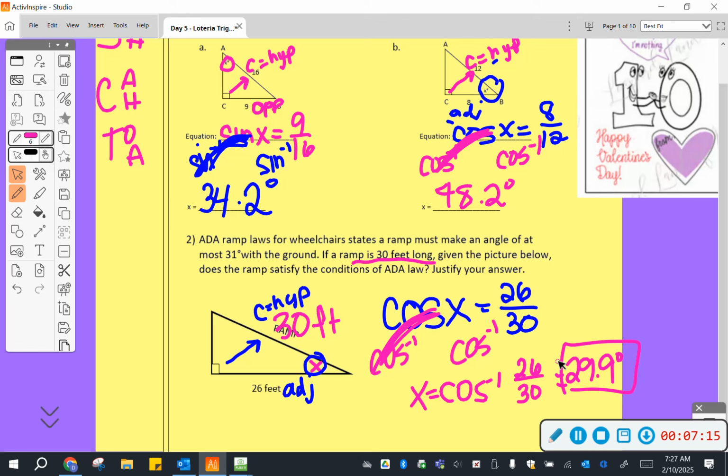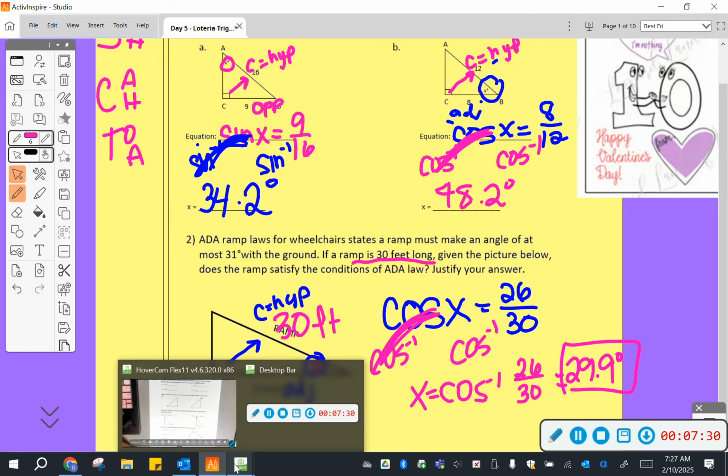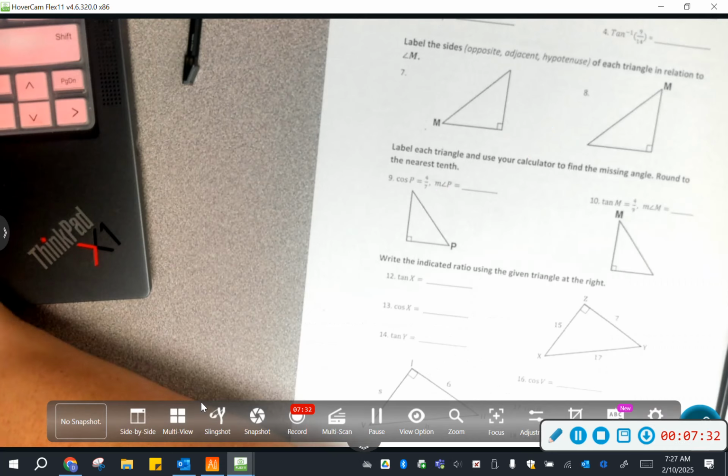And there are actual inspectors that go around and check these ramps to make sure. FYI. All right, if you can please put your warm-up in your back pocket once you've gotten that written down for me. And everybody should have picked up this paper.